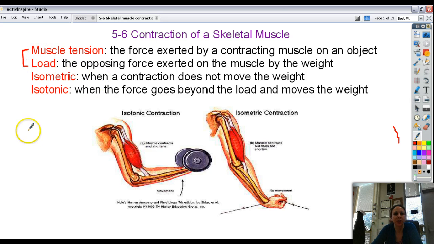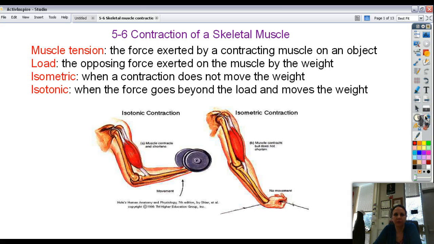They're kind of like opposite to each other. So if the load is pulling downwards, then the tension is pulling upwards. So they're like opposite forces. Okay. Now, when contractions cause the object to not move, like if I'm holding that weight there and I'm holding it straight out until my hands start shaking, we call that an isometric contraction. So it doesn't move the weight.